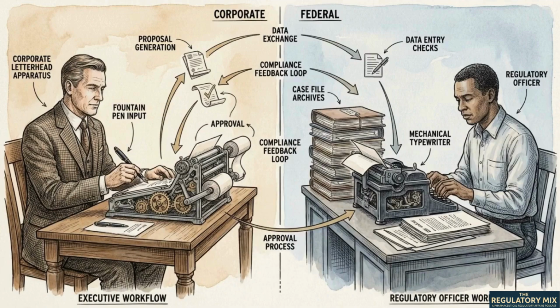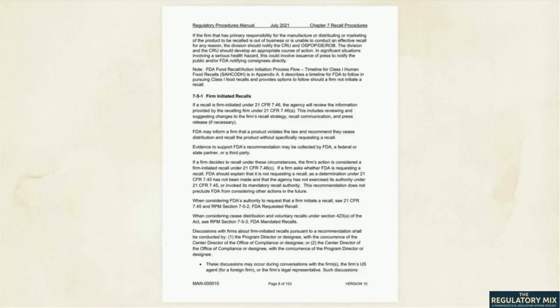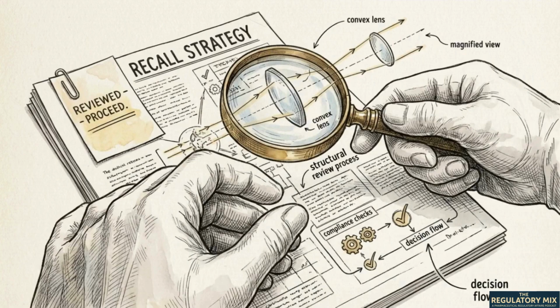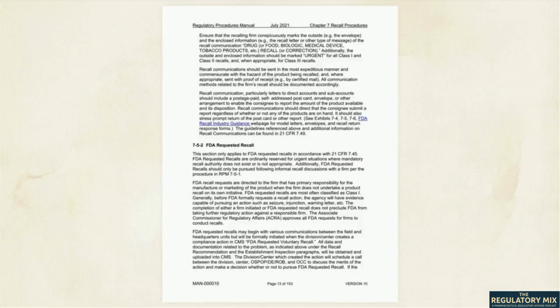While RES tracks the data, the legal reality of the recall depends entirely on who triggers it. The default expectation is a firm-initiated recall under Title 21 of the Code of Federal Regulations, Section 7.46. This pathway accounts for the vast majority of market removals. During a voluntary recall, the FDA does not dictate the initial terms. They review the strategy, advise on communications, and audit the firm's actions. The agency expects firms to follow rigid communication guidelines, such as conspicuously marking envelopes and letters with the word urgent for Class 1 and Class 2 hazards.